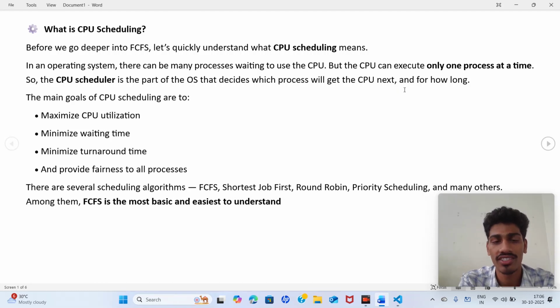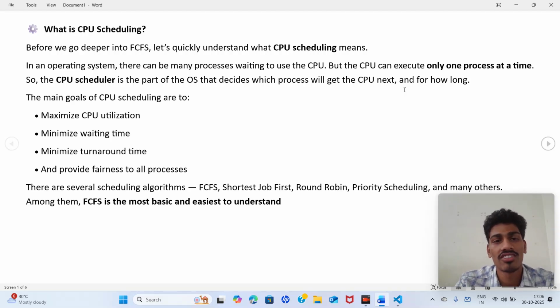One of the simplest and most fundamental topics in operating systems: the first come first serve scheduling algorithm, or FCFS for short. In our daily life, we often see situations where people or tasks are served in the same order that they arrive, like standing in a line at a ticket counter or waiting at a restaurant. The one who comes first is served first. The same idea is how first come, first serve scheduling works inside an operating system. It decides which process should use the CPU based on who arrived first.